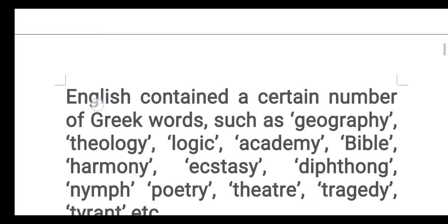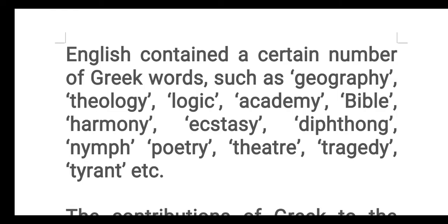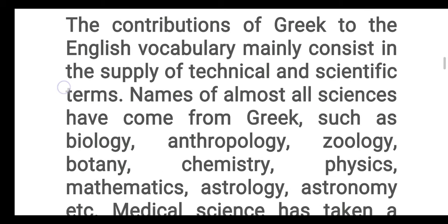Even before Renaissance, English contained a large number of Greek words such as geography, theology, logic, academy, Bible, harmony, ecstasy, diphthong, nymph, poetry, theatre, tragedy, tyrant, and so on. These all words had already entered into English from Greek language even before the period of Renaissance. The great contributions of Greek to the English vocabulary also consist in the supply of technical and scientific terms.